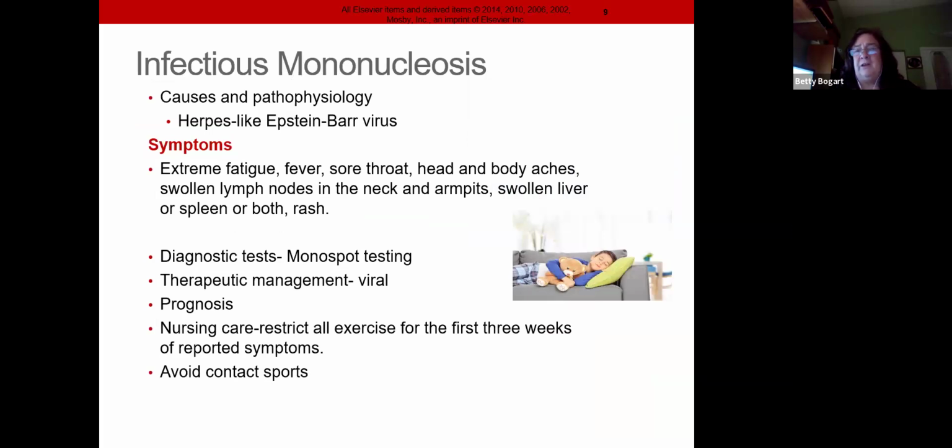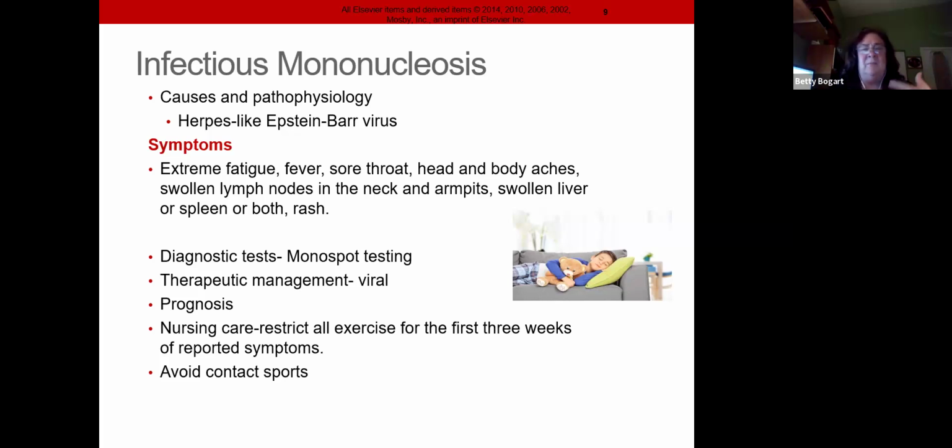Now, infectious mononucleosis, this is the kissing disease, right? We think about teenagers, kissing disease, mono, right? It is a virus. It's a herpes-like Epstein-Barr virus. Well, Epstein-Barr is noted to be a fatigue syndrome type virus, okay? So you're tired, you don't want to move, you have extreme fatigue, but it's the sore throat that first starts the whole going to the doctor.